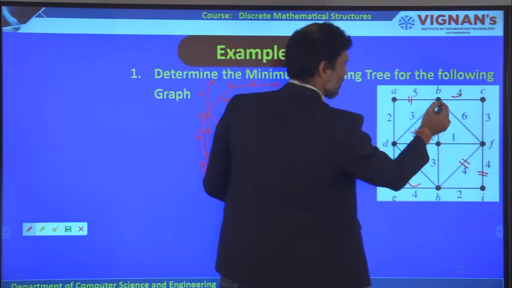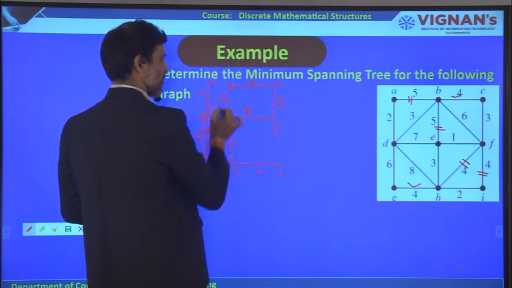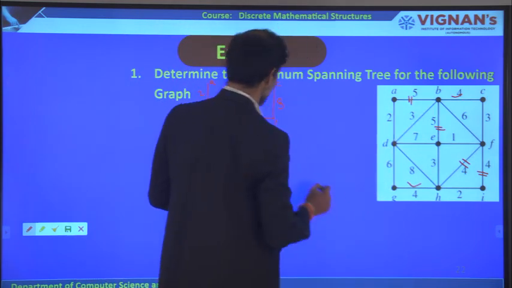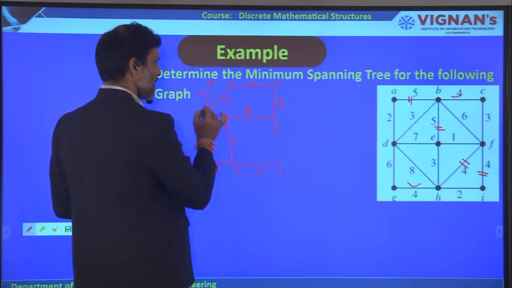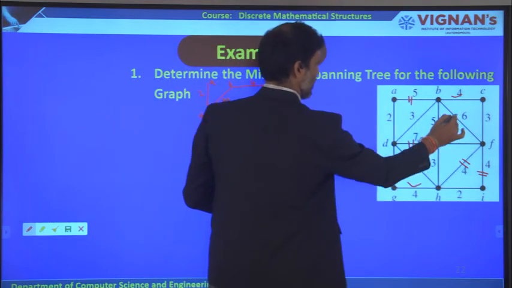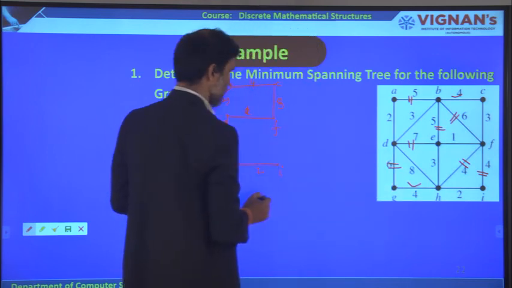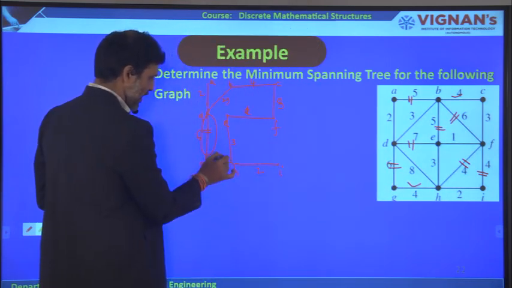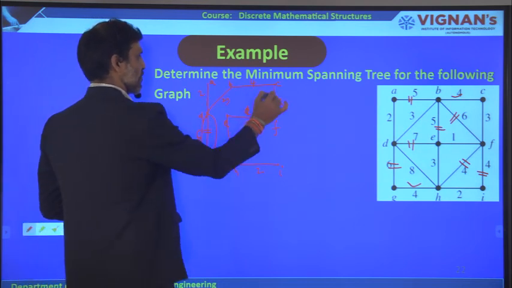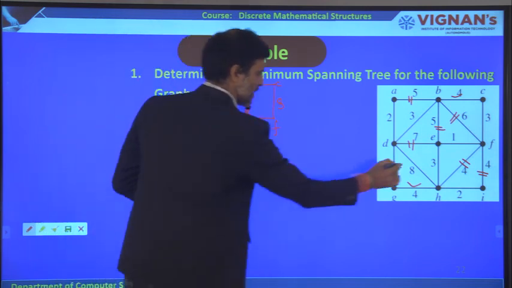Similarly, B to F. If you go with B to F, it forms a cycle, therefore we cannot take that. And finally the 7 value, D to E. If you take D to E, still it forms a cycle, therefore you cannot take this either. Finally 8 is there, D to H. If you take D to H, still it forms a cycle, so you cannot take that one also.